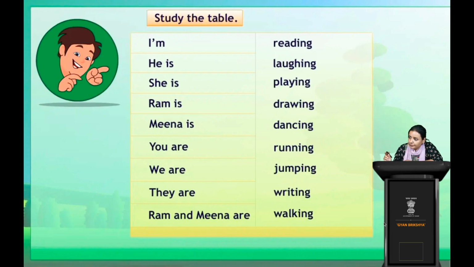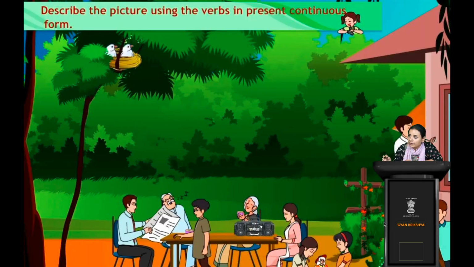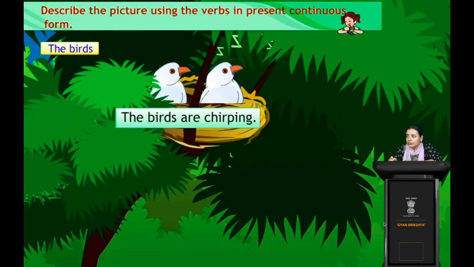So now see, what is this? Describe the picture using the verb in present continuous form. First see the picture, what these birds are doing. They are chirping, right? We all know a bird produces sound like chirping, right? So they are chirping. Next, see what the other persons are doing.